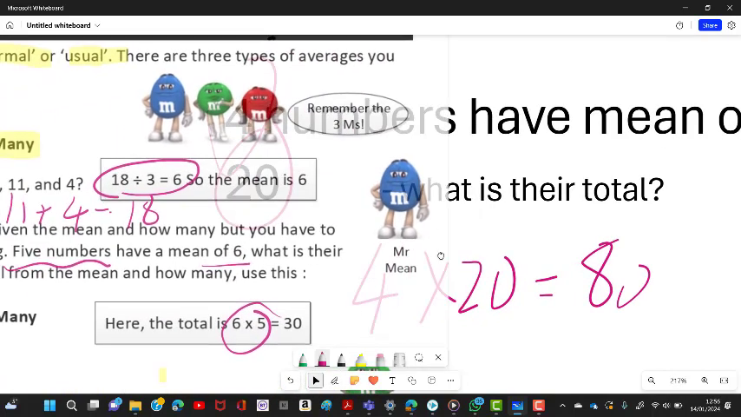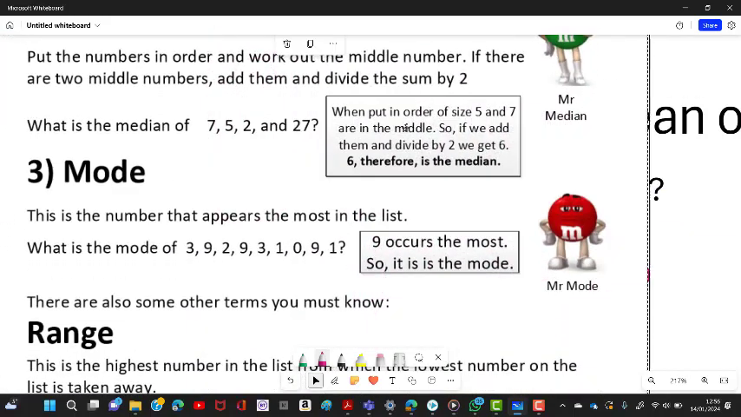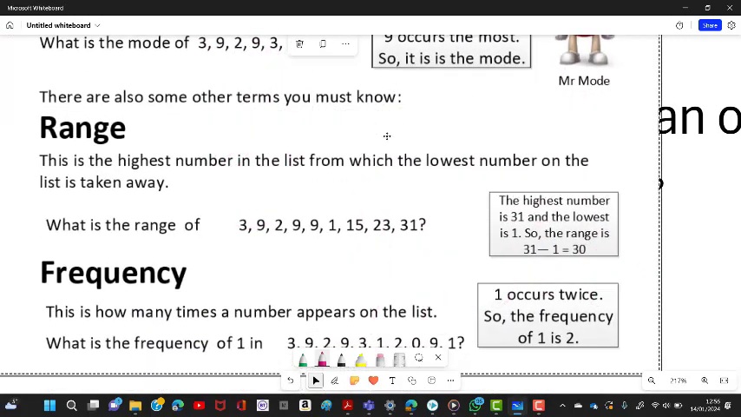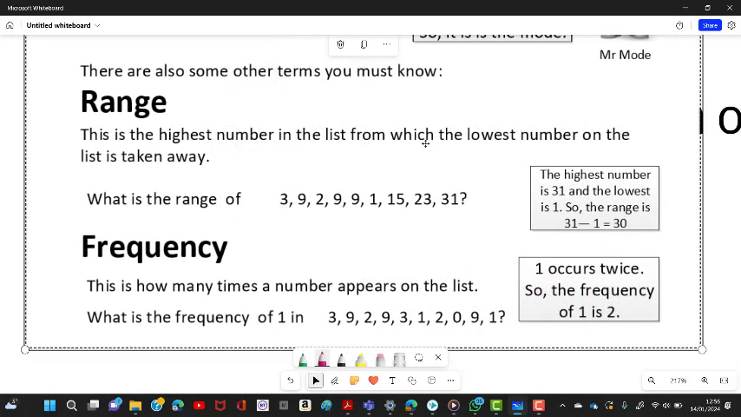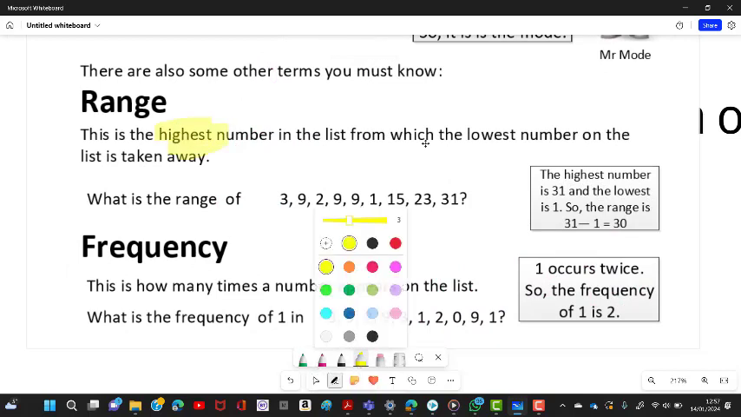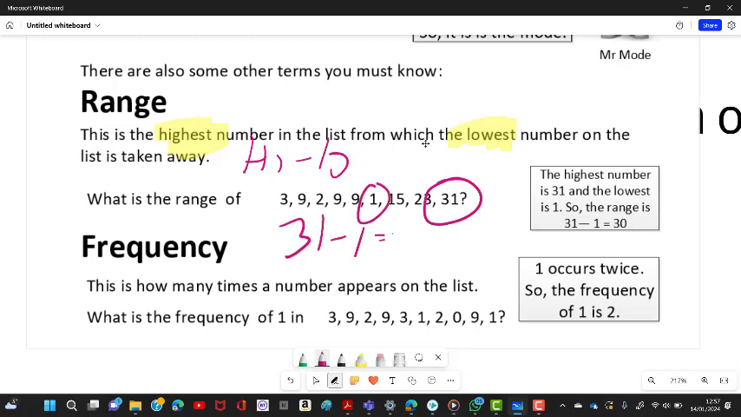So we've done mean, we've done mode, we've done median. Now there's one topic which isn't an average, but it comes up in the topic of average. There are actually two other terminologies you have to know. One is range, where you find the highest number in the list and take away the lowest number in the list. So highest take away lowest. Let's look at a series. What's the highest number in the list? It's 31. What's the lowest number in the list? 1. So the range is 31 take away 1, which equals 30.